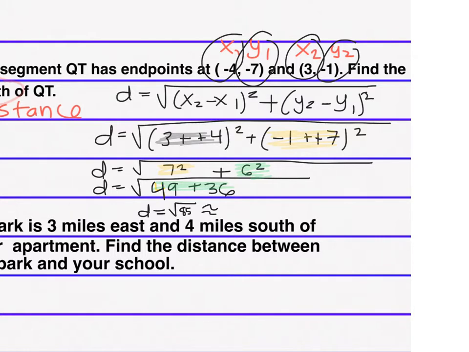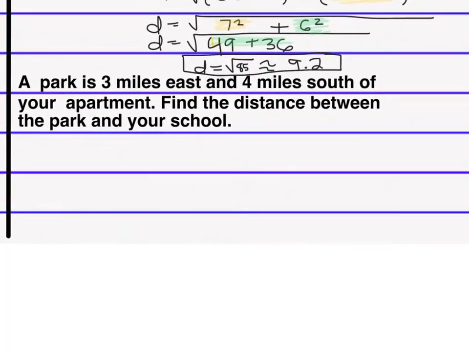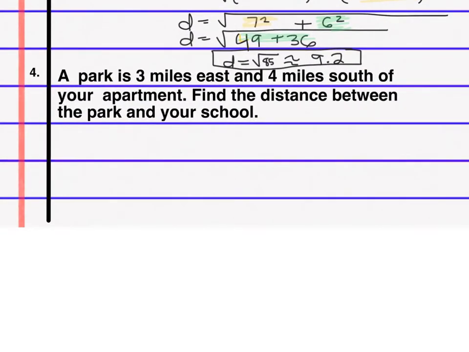So 9.2. I'm not super picky with rounding. What you cannot put as your answer, though, is 85. Okay, it's about 9.2. So if you put 85, you're like 70 off. If I drop you off 70 miles from your house or 70 blocks from your house, that's not close. So that I will count 100% wrong.